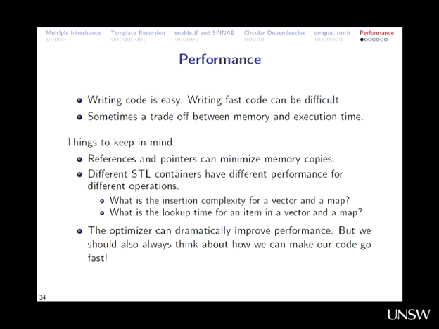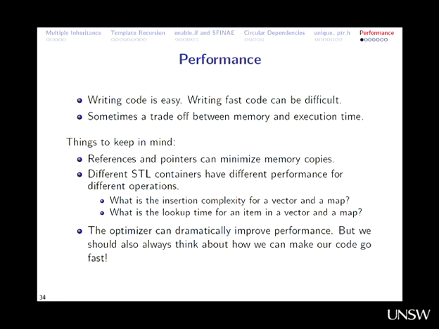Okay, so I've got 9 minutes to go. I'm going to talk very quickly about performance and a way in which you could have done assignment 3 to make it work pretty quick. So I've got a bit of a stupid statement here. Writing code is easy. Writing fast code can be difficult. Writing code that does stuff, you probably find this with assignment 4, is easy. Writing code that's fast can be really difficult. There's a lot to think about. And sometimes there's a trade-off between memory and execution time.